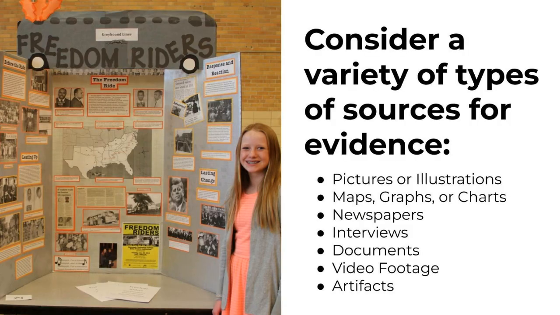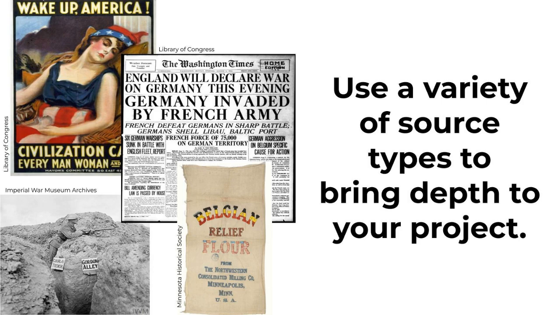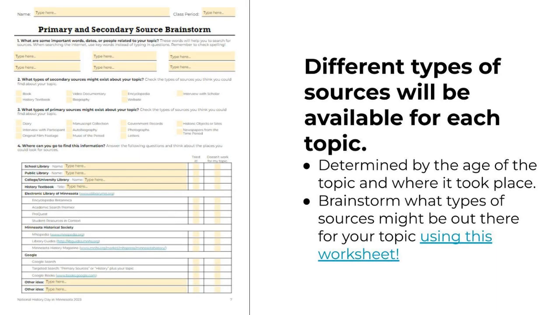In considering the evidence you'll use, think pictures, maps, documents, newspapers, and so much more. These types of sources in your research will make for great evidence, and using a variety of source types will add depth to your project. The different types of sources that will be available for your topic will depend on how long ago it took place and where it happened. You can use this worksheet to brainstorm what might be out there for your topic, which is available on our website.